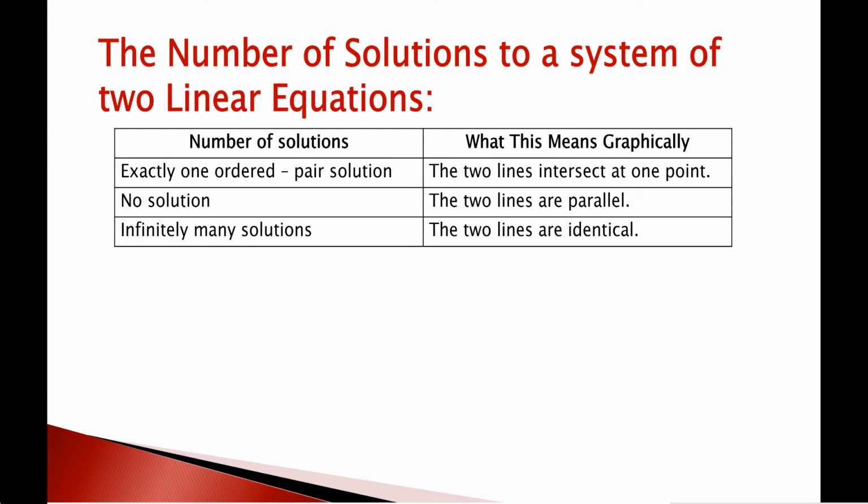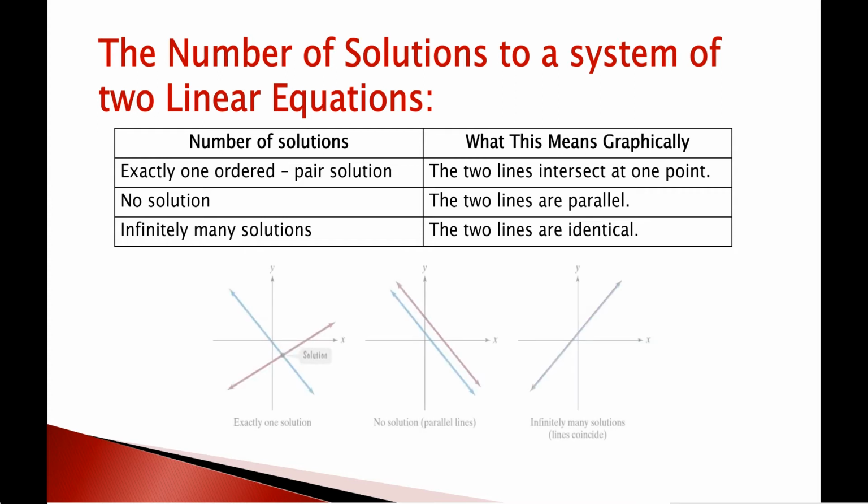If my system of equations has infinitely many solutions, when graphed, the two lines will be identical. The first picture shows a linear system of equations with one solution. The second picture shows a linear system of equations with no solution, that is two parallel lines. And the third picture shows a linear system of equations with infinitely many solutions.